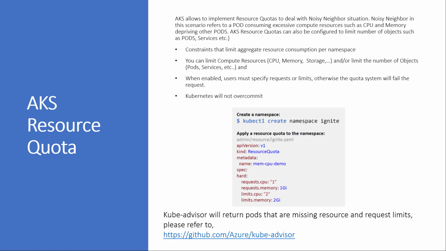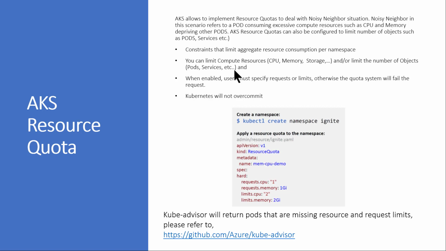quotas. One example is in this slide, where you see that we are limiting the CPU to 1, the memory request to 1 gig, and the memory limit to 2 gig. So that is the limitation here. I'm not going to go into details here, but you can limit compute resources, which includes CPU, memory, storage, as well as objects. This is interesting, where you could also do pods and services as well. So you have a lot of flexibility here to manage your resources carefully inside your AKS cluster.